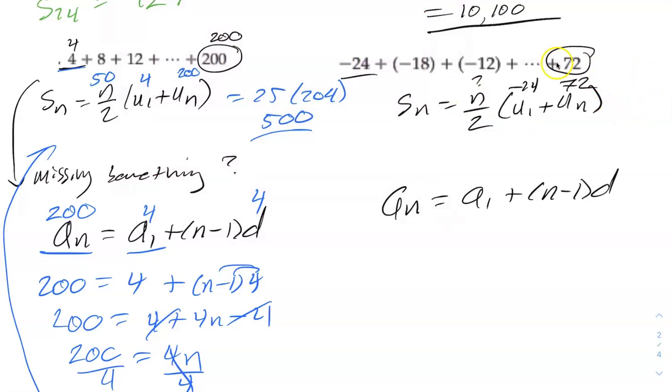We know the last term is 72, so this right here is 72. The first term is negative 24. What is our common difference? It looks like we're adding 6 each time. It looks a little weird because the numbers get bigger and bigger, but you're adding 6 each time. So 6. So I have this.